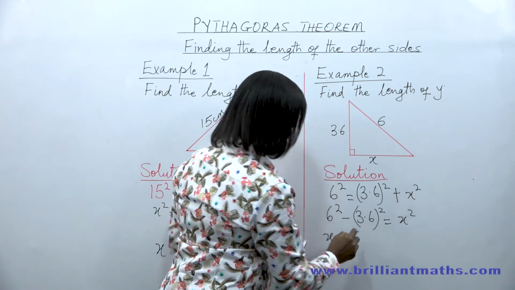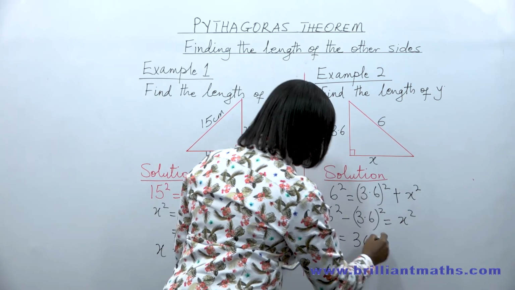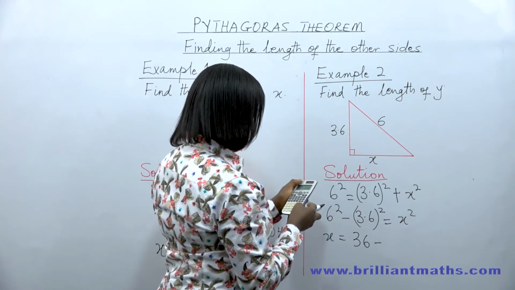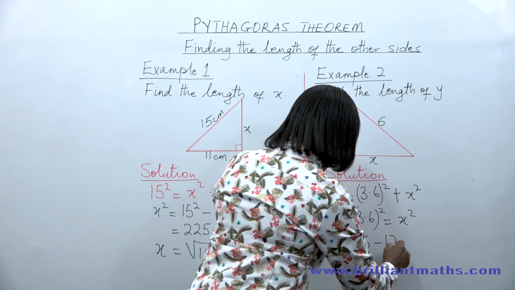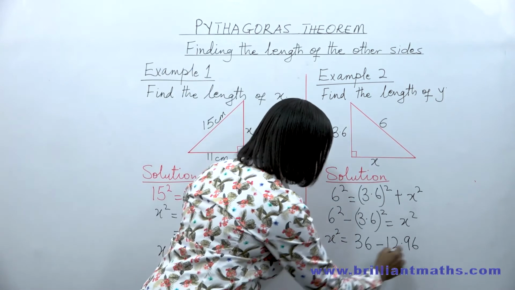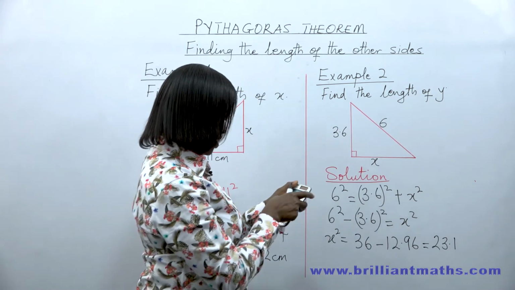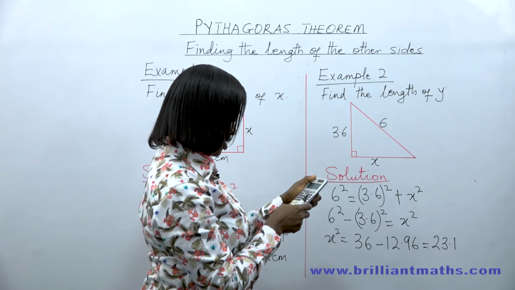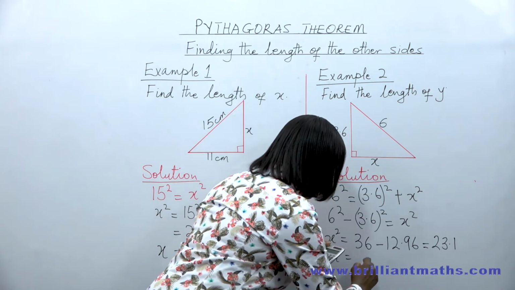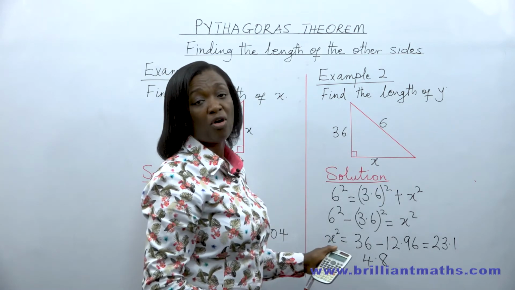So what is x? Let's see. 6 squared is 36. 3.6 squared is equal to 12.96. And that will give us 23.1. So if x squared is equal to 23.1, then x is the square root of 23.1. And that will be 4.806. So x is equal to 4.8. So the length of x is equal to 4.8.